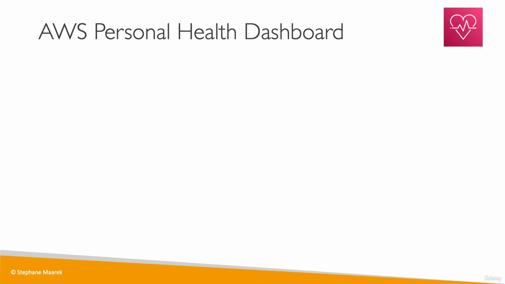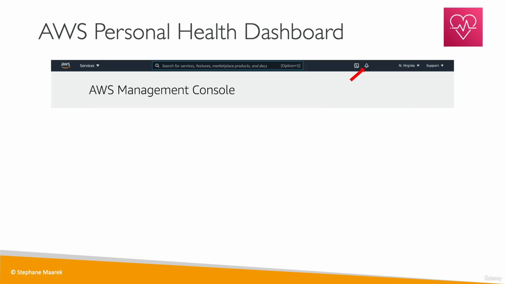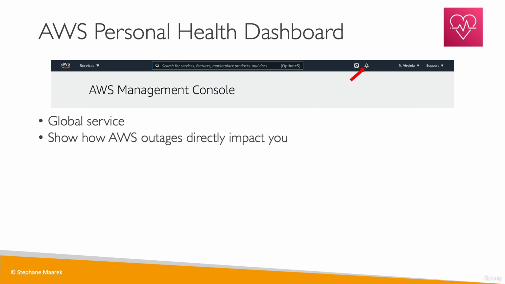If you wanted to know how events in AWS affect your services and your resources, then you would use the Personal Health Dashboard. This is the little bell icon you see on the top right corner of your console, and it is a global service, and it will show how outages happening within AWS will directly impact you.